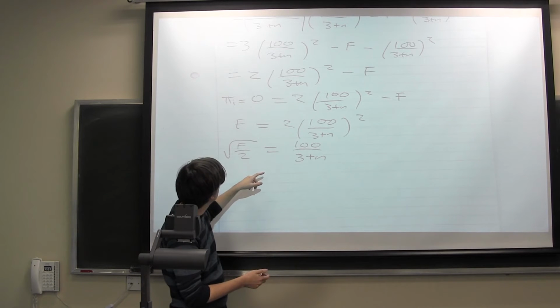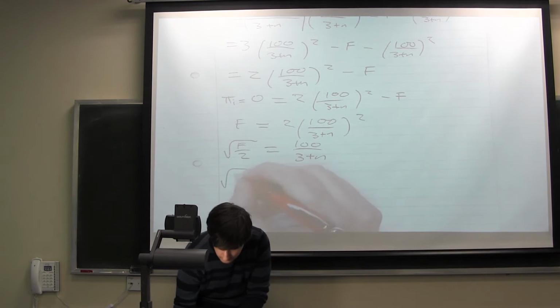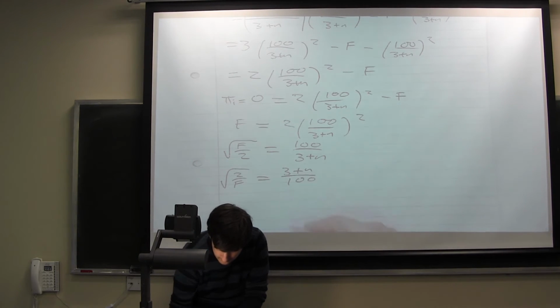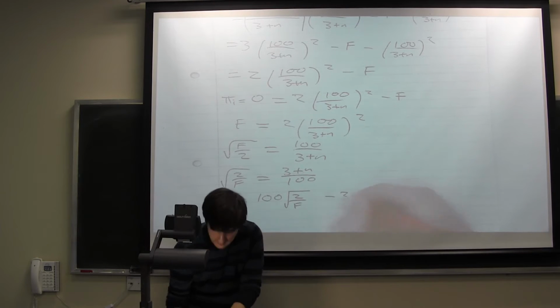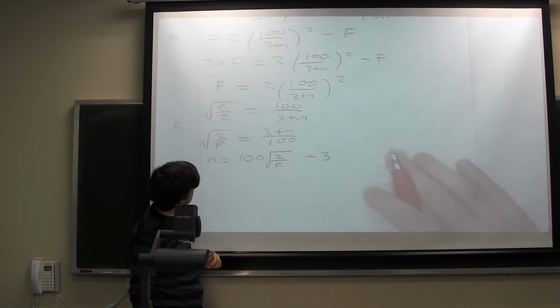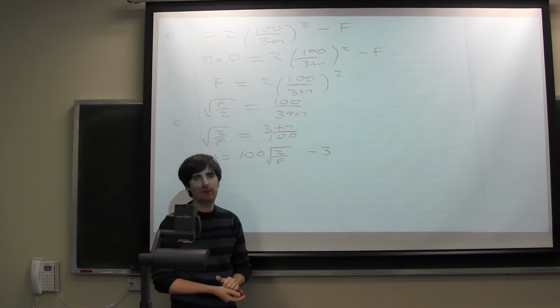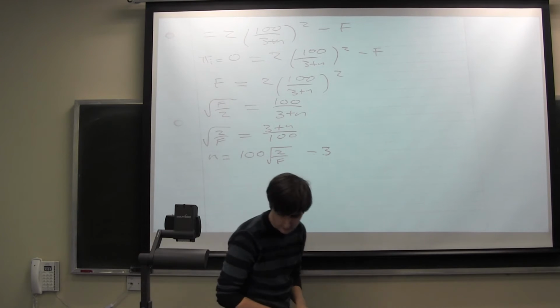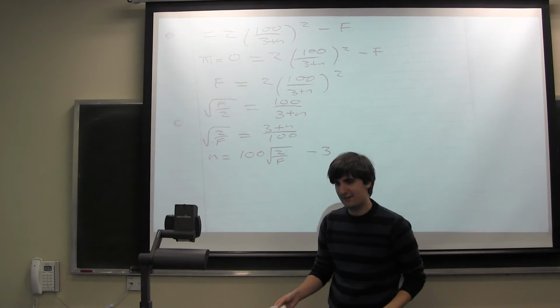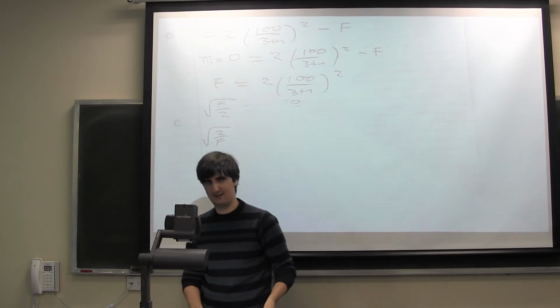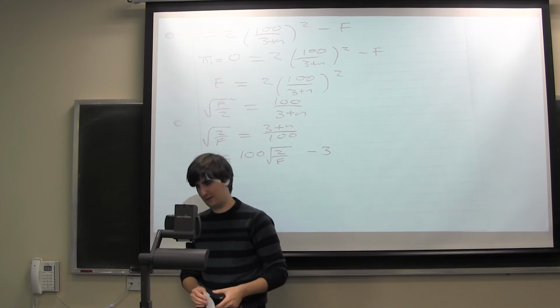And then we can invert both sides. So root of 2 over f is going to be 3 plus n over 100. So n is equal to 100 times root of 2 over f minus 3. So that's our number of firms. So we now know how many firms would enter in this world. And that all makes sense. There's quite a lot of steps, but each individual step is quite easy, right? I don't think it's really difficult.